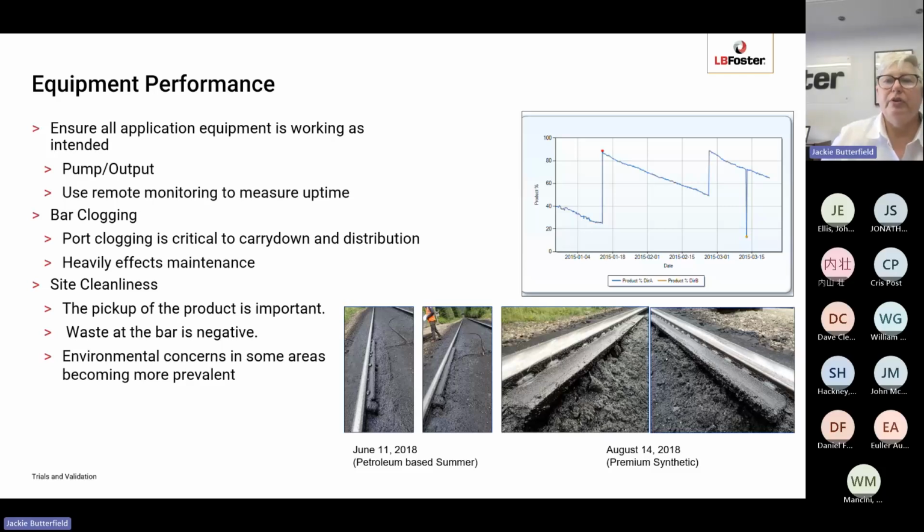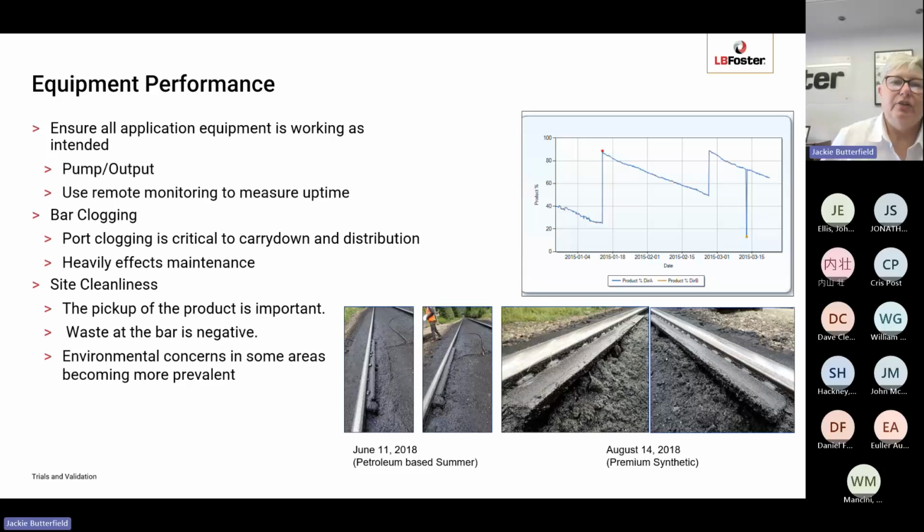You can also use remote performance monitoring to monitor the unit uptime. Is the equipment reliable? Bar clogging, particularly for trackside units, obviously is critical in terms of, are the bars distributing the same amount of product every time over time? So port clogging on applicator bars is critical to be monitored. And this obviously heavily affects the maintenance. So different greases may have different performances through bars. So some of this you can do in the laboratory, but obviously this is not a real life condition out on track, taking into consideration environment and equipment as well.